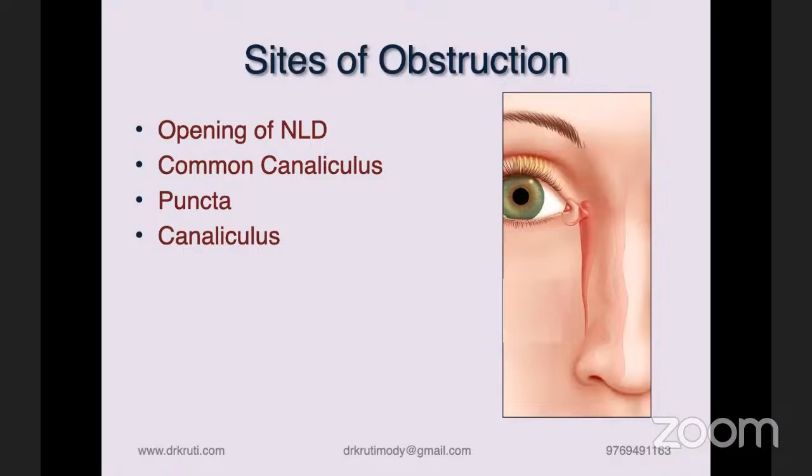So now what are the sites of obstruction? The commonest site that all of us know is the nasolacrimal duct obstruction. The next common site is a common canalicular obstruction. We can also have obstructions at the puncta, also at the canalicular system.